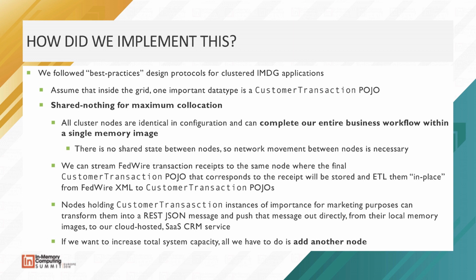And let's talk for a bit about how we implemented this pretty cool thing, which is we followed the best practices design protocols for clustered in-memory data grid applications. And those best practices protocols are based on this idea of shared nothing for maximum co-location. So the basic idea of shared nothing is that two cluster nodes do not have to share state in order to accomplish a business operation, right?